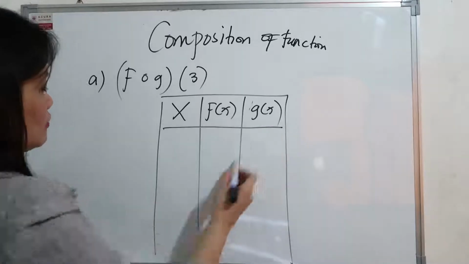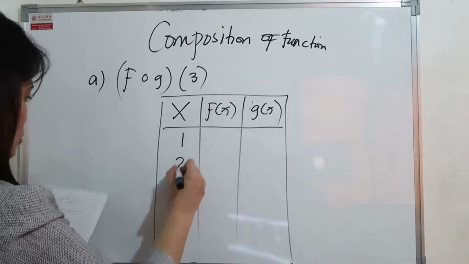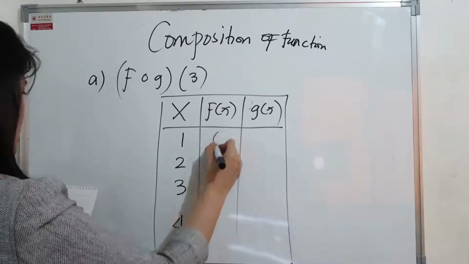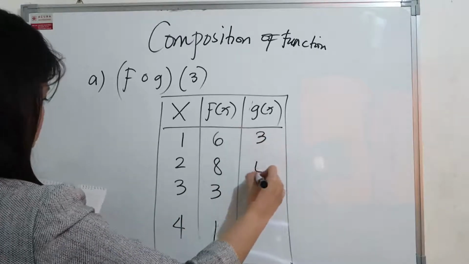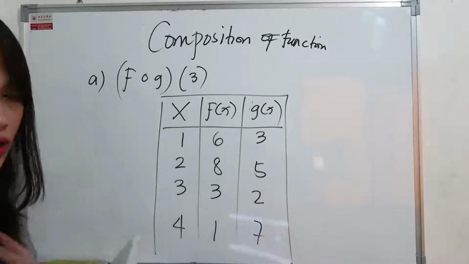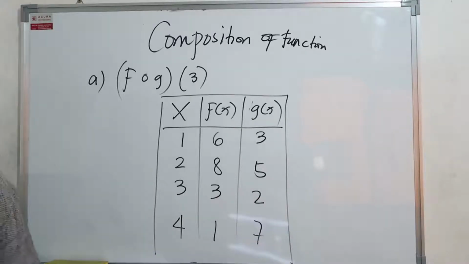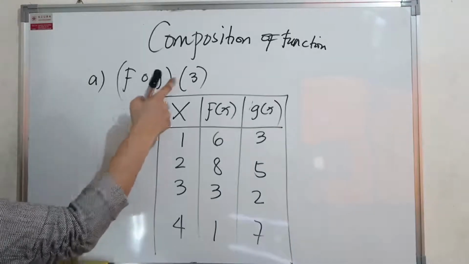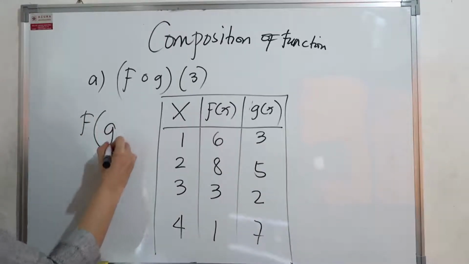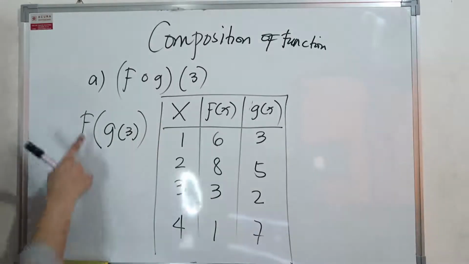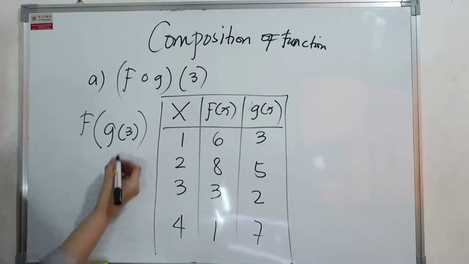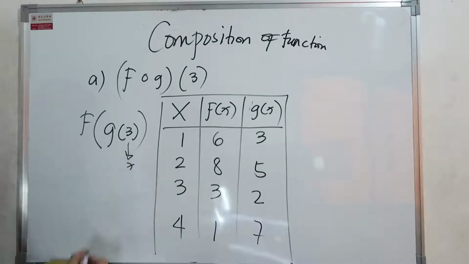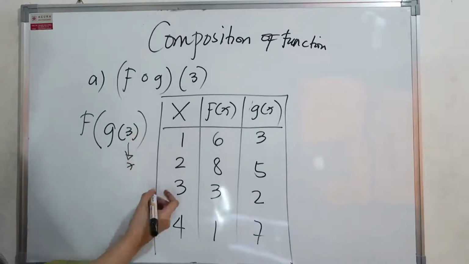Let's say the given values are 1, 2, 3, 4, and then we have 6, 8, 3, 1, 3, 5, 2, 7. Okay? How do we evaluate this particular composition of function? It means f of g of 3. The 3 here, you're referring to the x value. So where is x here? 1, 2, 3. So this is it.